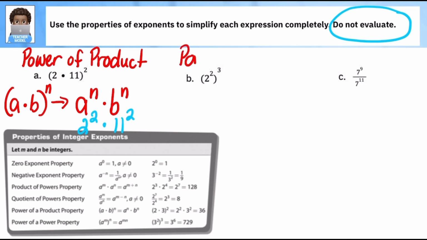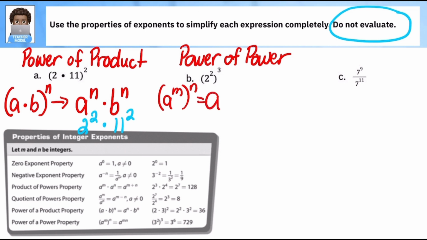So this is power of power. And again, this is where it looks like a to the m, then to the m power. I would just take those two exponents and multiply them together. So in this case, it would be 2, and then I would multiply the 2 and the 3 together to get 6, 2 to the 6th power. And I would evaluate that, but I'm not going to do that here.